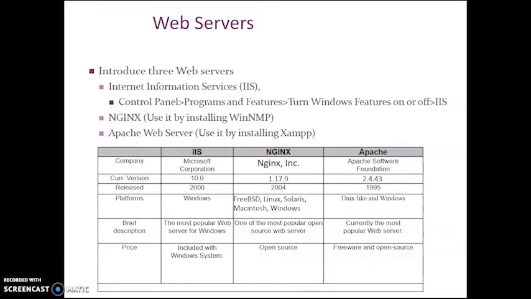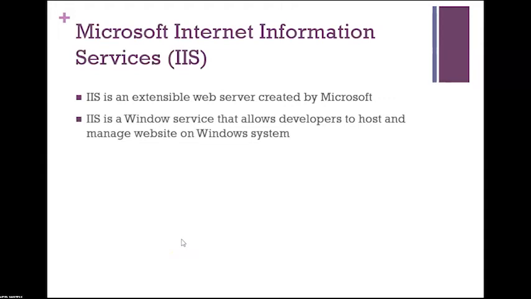Once you install XAMPP, you are allowed to use this Apache Web Server in your web development system. Now let's briefly describe the types of web server that I mentioned earlier in the previous slide. We start with Microsoft Internet Information Service, or Microsoft IIS. For information, IIS is an extensible web server that was created by Microsoft. So this is a web server that allows web developers who choose the Windows platform to develop their web system.